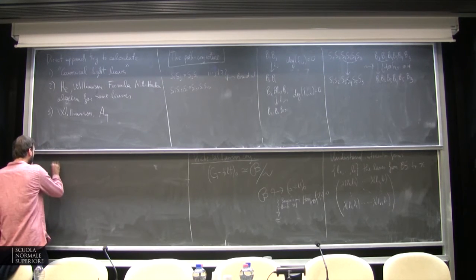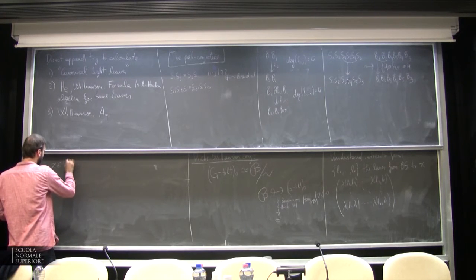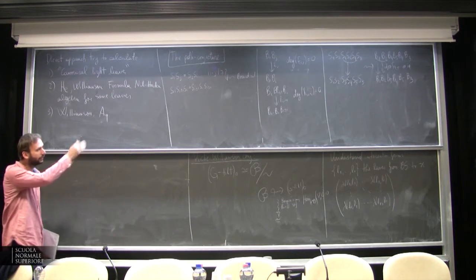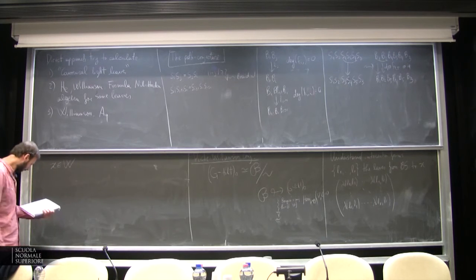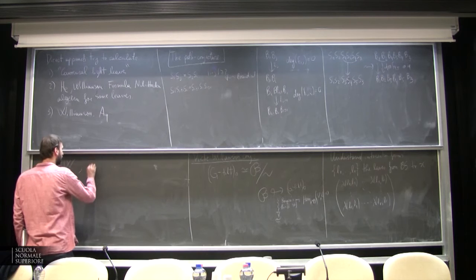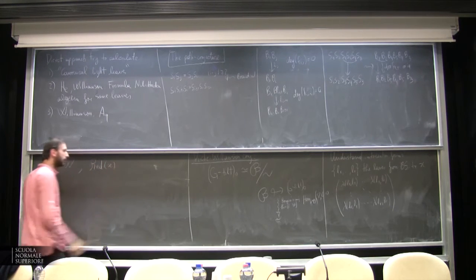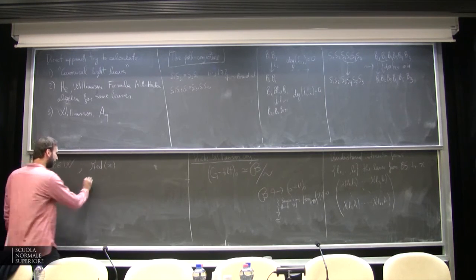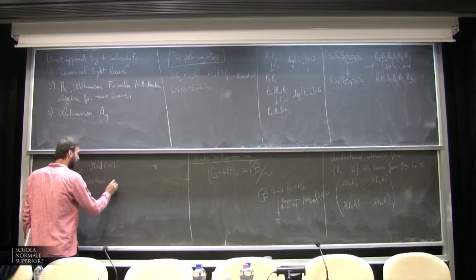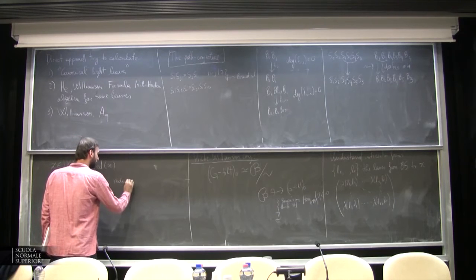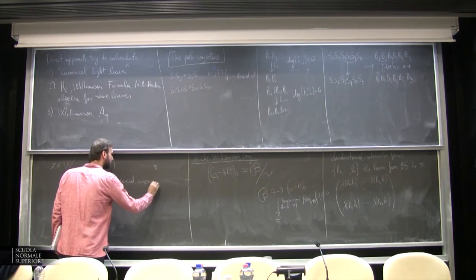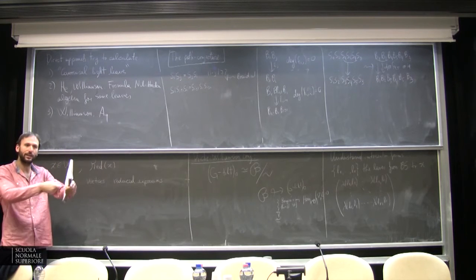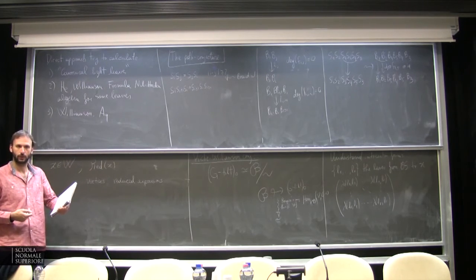So consider x an element of W. Now I will say W a Coxeter system, so all of this is defined for general Coxeter systems. You consider Red(x), the set of reduced expressions of x. The vertices are the reduced expressions, and you have an arrow between two reduced expressions only if they differ by one braid relation.